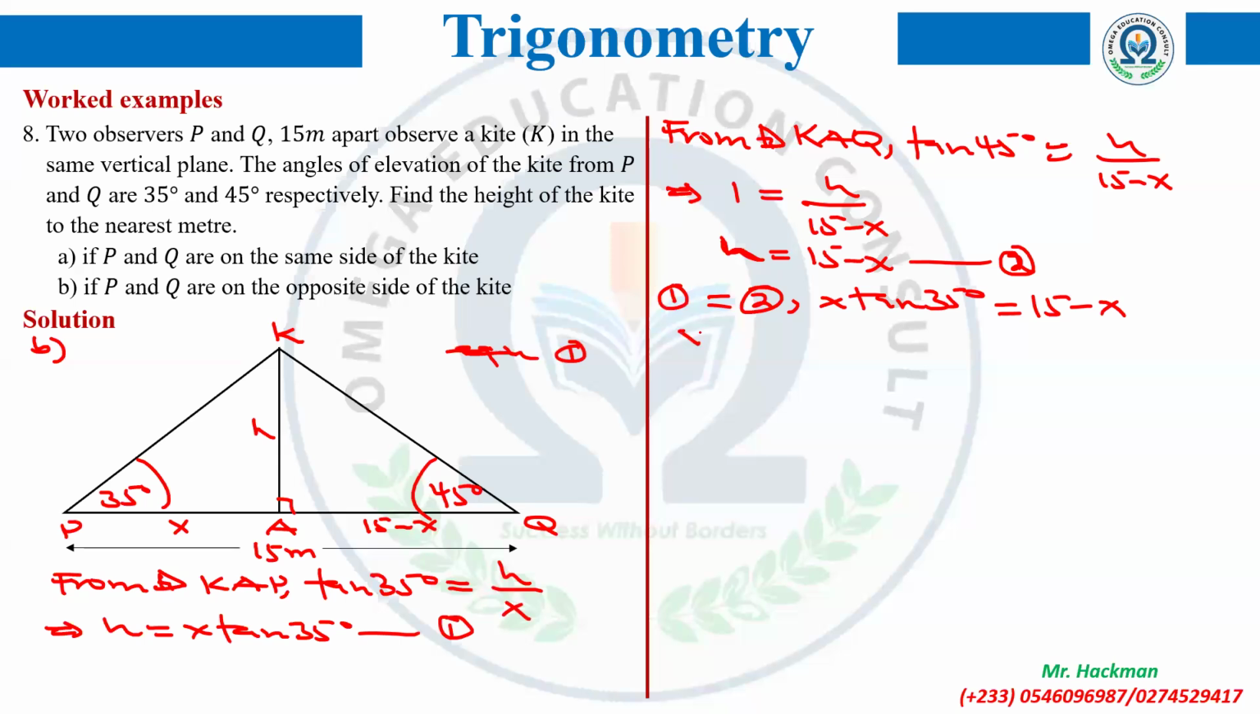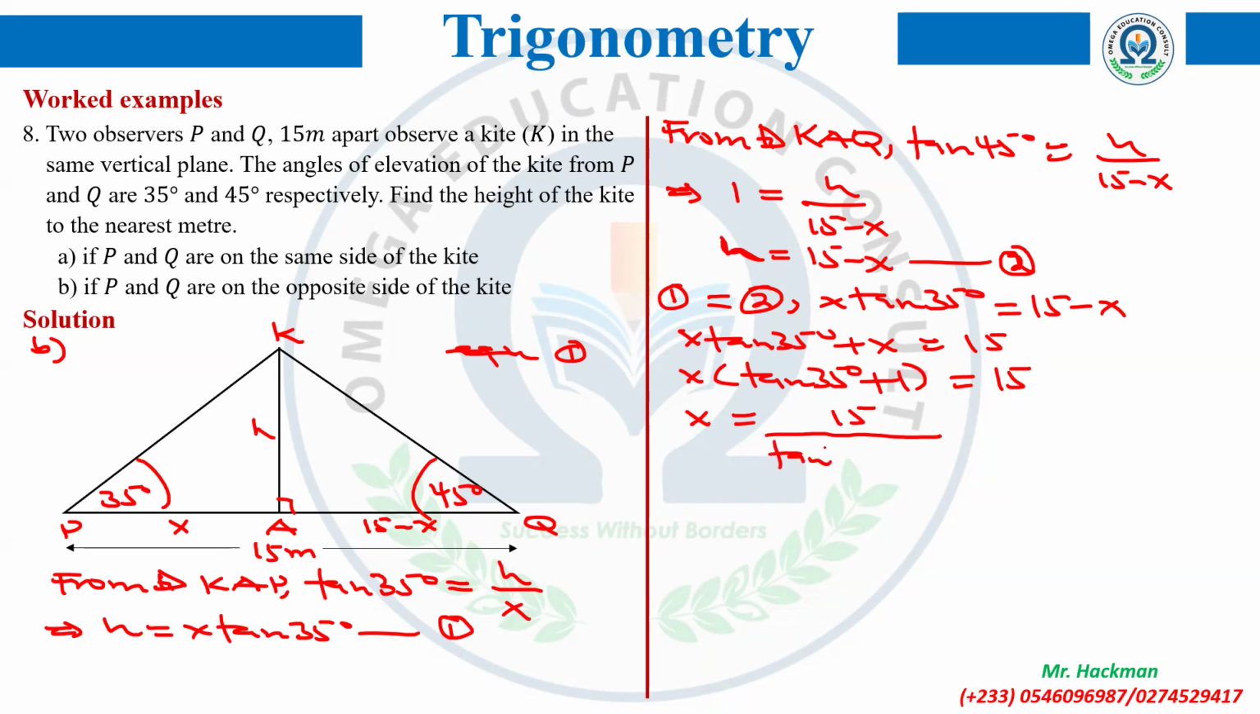So we get x tan 35 degrees plus x is equal to 15. Oh, sorry, you factor out. I've not done that. x into bracket tan 35 degrees plus 1 is equal to 15. We are doing well, keep it up. So the next step, we get x to be equal to 15 divided by tan 35 degrees plus 1. Here you can use your calculator to find the value of x.